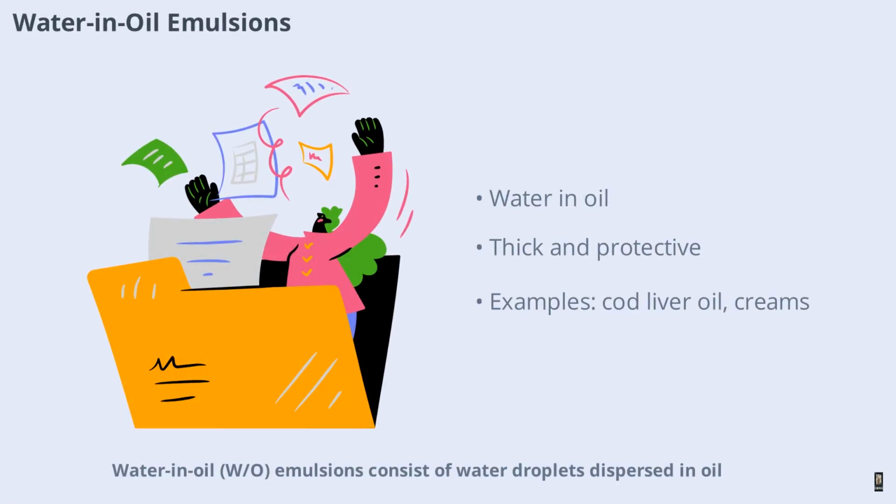Water in oil (WO) emulsions consist of water droplets dispersed in oil. Cod liver oil and cold creams are typical examples. These emulsions are thicker and provide a protective barrier, making them suitable for skincare products that prevent moisture loss. WO emulsions are also used in certain industrial and pharmaceutical applications.